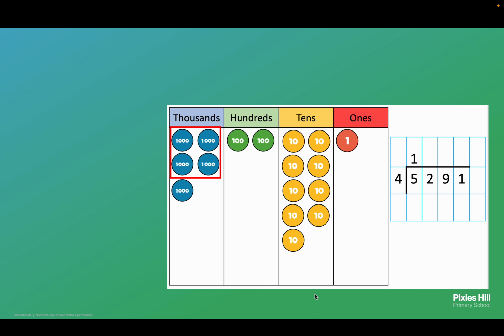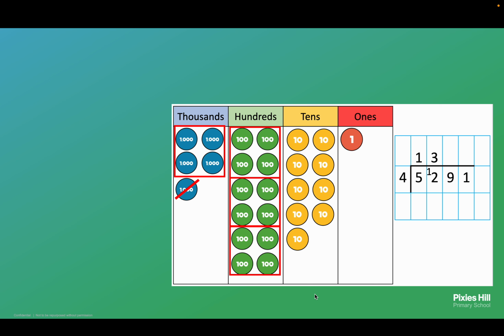Firstly, we would look at how many groups of 4,000 we can make out of 5,000. As we can make one, we would write that above the 5 as one group is made. The remaining 1,000 is then exchanged for hundreds and given to the hundreds column, as it can no longer be used in the thousands column. We now have 12 hundreds. Again, we would group these into lots of 400. Here we can make 3 groups of 400, and this would then be recorded in the hundreds column on our calculation. We have nothing left to carry and exchange.